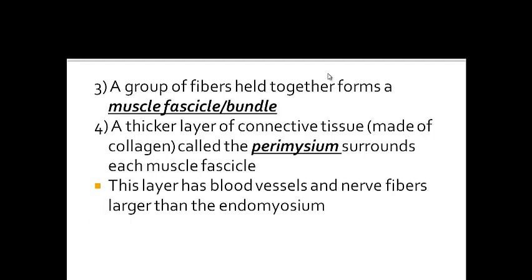This layer also has blood vessels and nerve fibers, similar to the endomysium, but the difference is that they are larger in size. So basically think of it as this is the stage before the capillaries. So remember you had arteries, arterioles, and then capillaries. So this is roughly the stage of the arterioles.